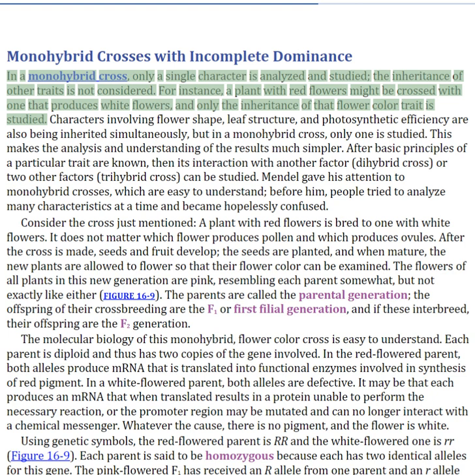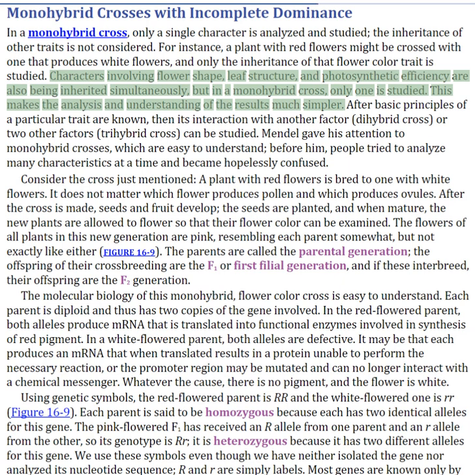Monohybrid crosses with incomplete dominance. In a monohybrid cross, only a single character is analyzed and studied. The inheritance of other traits is not considered. For instance, a plant with red flowers might be crossed with one that produces white flowers, and only the inheritance of that flower color trait is studied. Characters involving flower shape, leaf structure, and photosynthetic efficiency are also being inherited simultaneously, but in a monohybrid cross, only one is studied. This makes the analysis and understanding of the results much simpler.